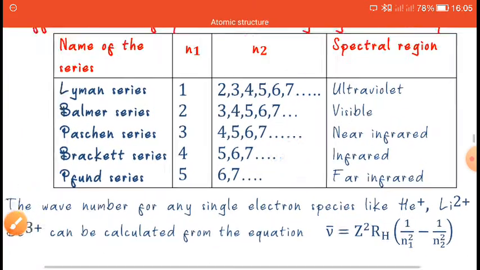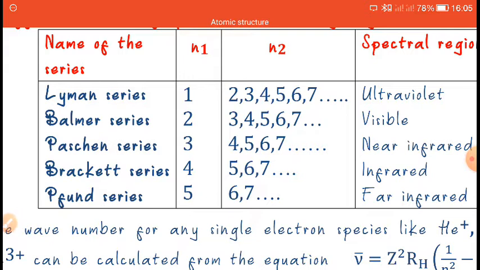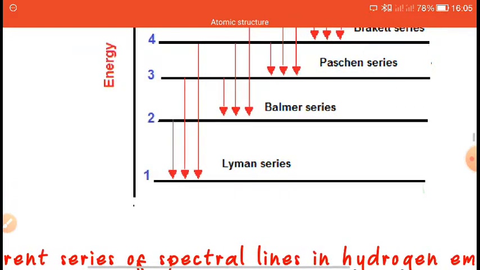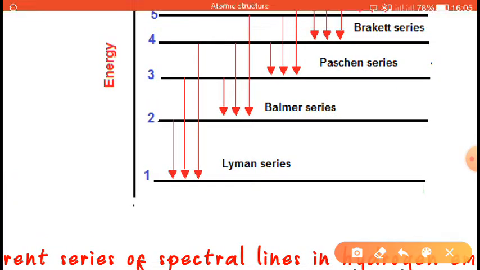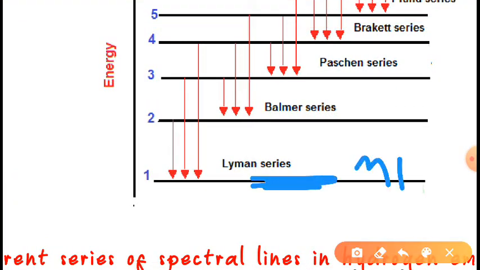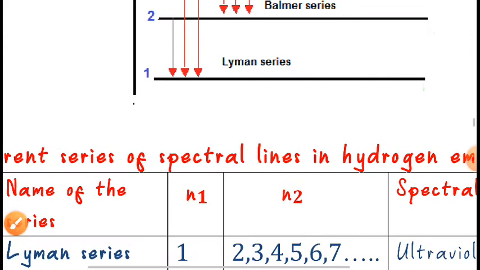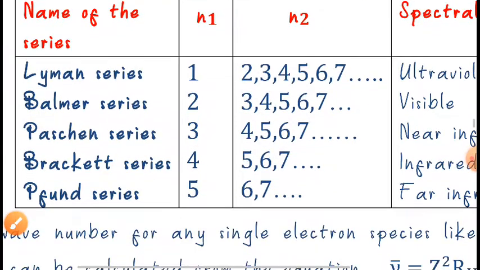So n1 is what? In a Lyman series, as I have told you, the electron will jump to the first energy level. And from where will it jump? It will jump from 2, or from 3, or 4, 5, like this. The level it jumps to we take as n1, and the level from where it is jumping will be n2. Suppose it is jumping from this place, or this place, anywhere, the level from where it jumps will be n2.